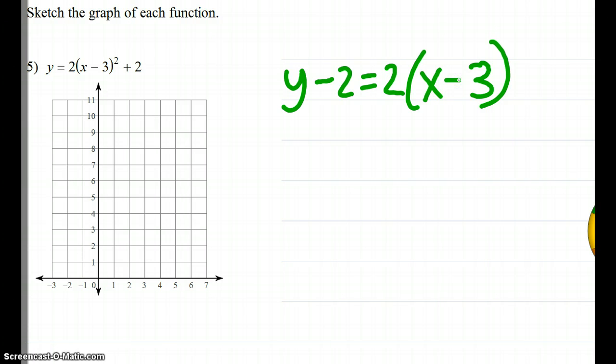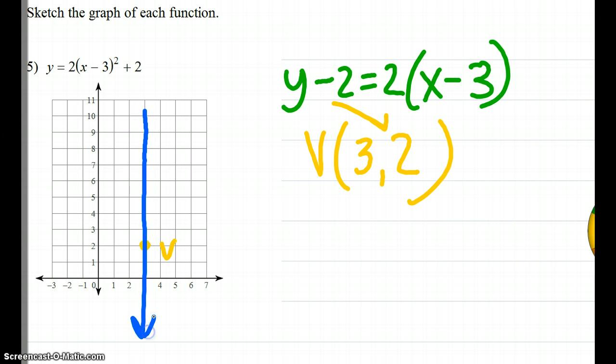The first thing you want to do is identify the vertex. So again, the vertex is what? X is the x, y is the y point. So I'll go over to 3, positive 2, label your vertex, put your line of symmetry in. Look at how skinny or fat this parabola is. And again, that's that coefficient on the outside. We'll go up 2 over 1. X marks the spot. Connect in your parabola.